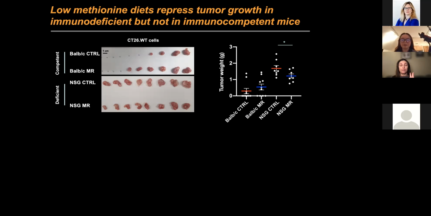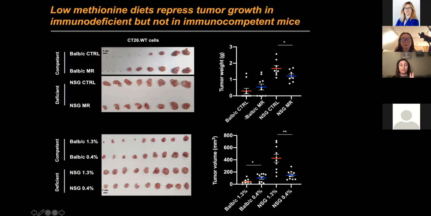As you can see here, in the immunodeficient NSG mice, methionine restriction can suppress tumor growth, just like what we saw before in the xenograft model and in the literature reports. However, methionine restriction completely lost this effect when the tumors are in the immunocompetent BALB/c mouse.